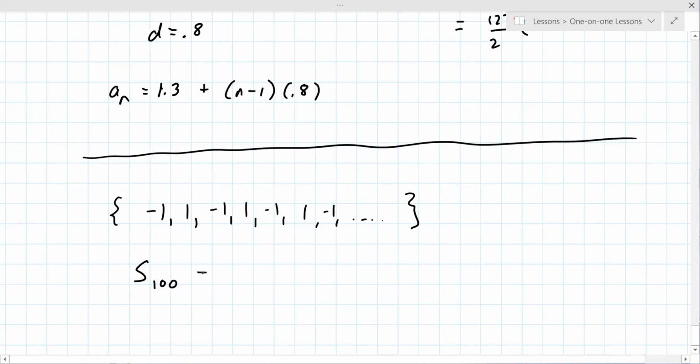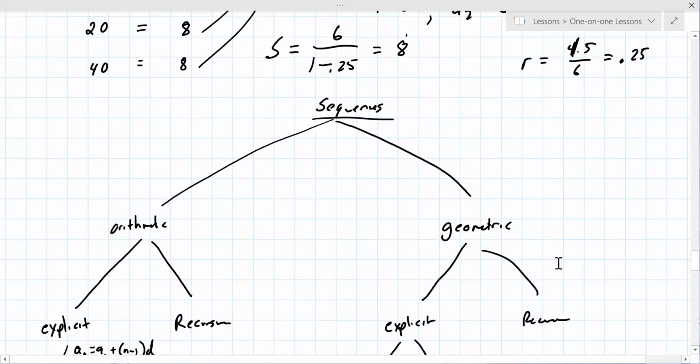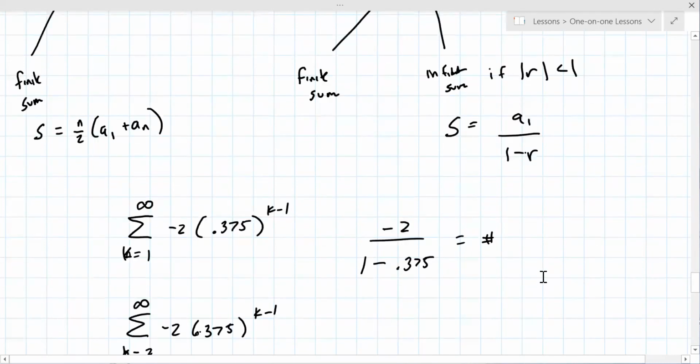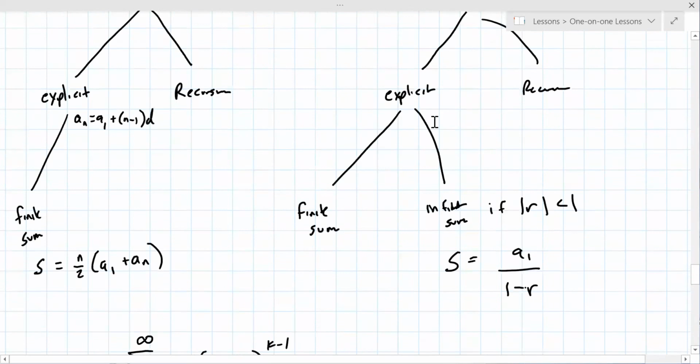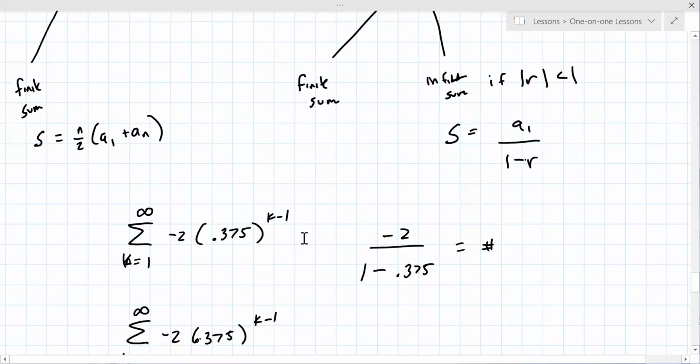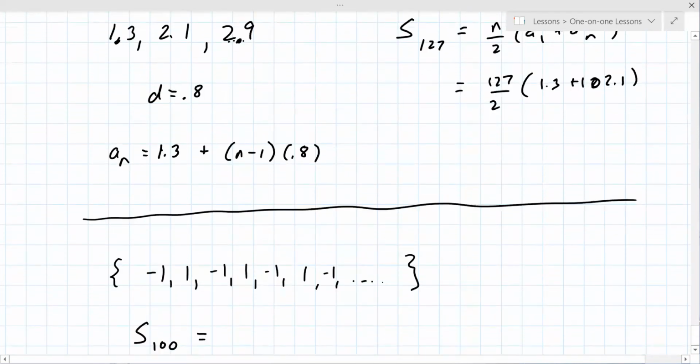Okay. So is this arithmetic? Is it geometric? It looks like it's geometric. It is geometric. So now we've gone down this path where we actually haven't talked about how to find a finite sum yet, which we will do, but I want you to notice something about the partial sums here.